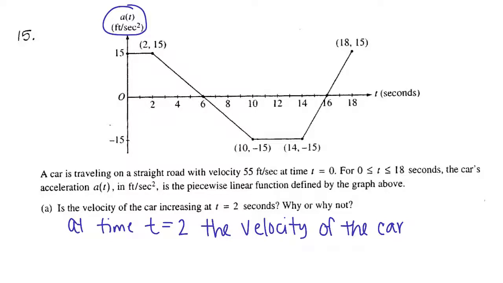Well, let's go look at time t equals 2. At time 2, we see that our acceleration is positive, isn't it? Here at 2, we are above, so I know from here to here, a of t is positive. If a of t is positive, that's the derivative of velocity. If my derivative function is positive, then I know my original function was increasing. So at time t equals 2, the velocity of the car is increasing.